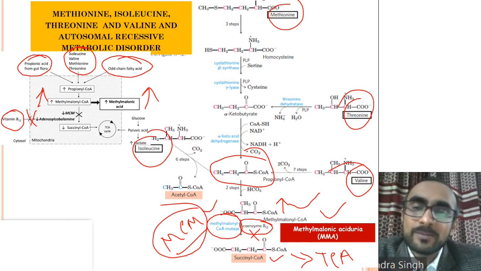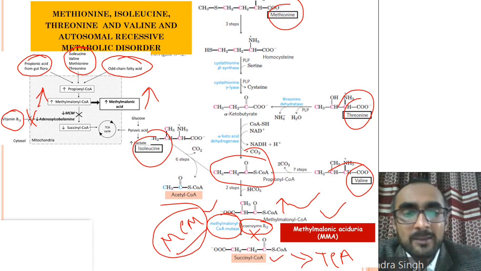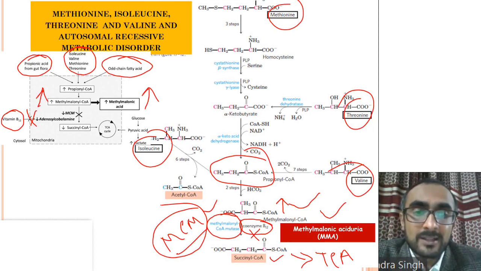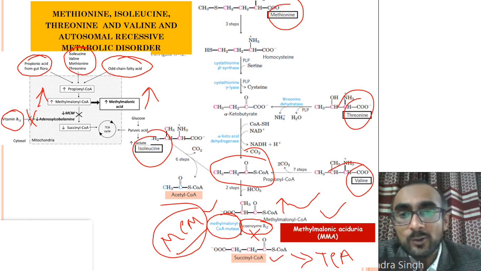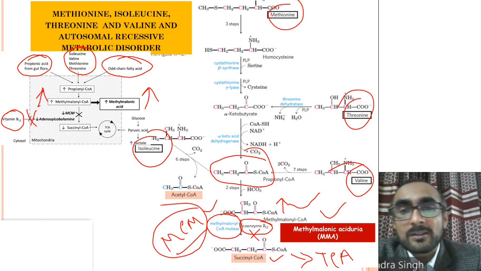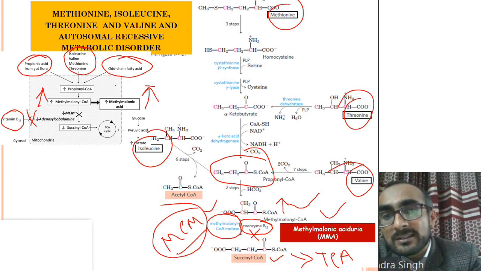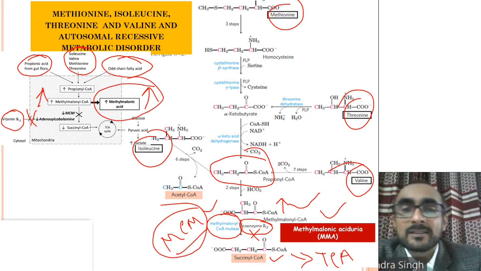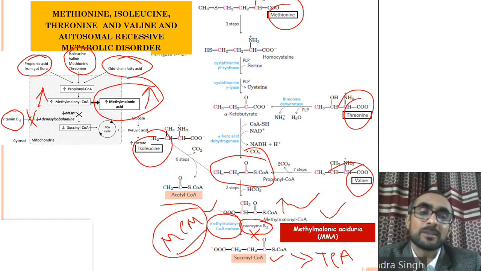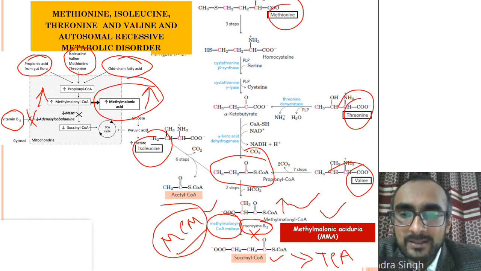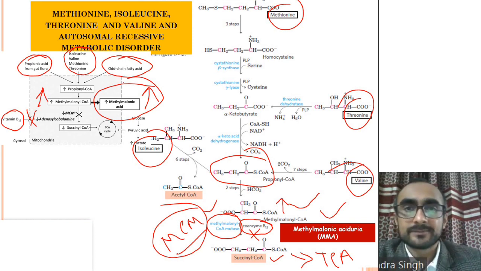If anyhow MCM is not working, in that case there is no other way methylmalonyl coenzyme A can be converted into any other product. So it starts accumulating, it is only converted into methylmalonic acid, which increases in the body too much, and that gives rise to a condition called methylmalonic aciduria. That's a toxic effect of increased concentration of methylmalonic acid.